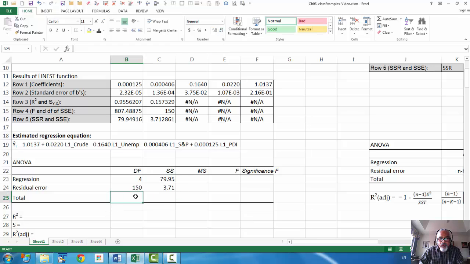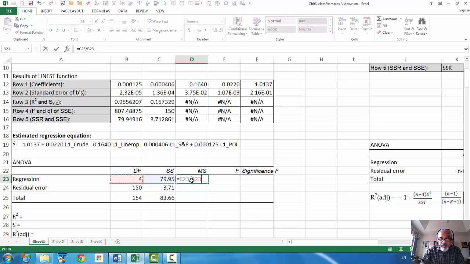Total is the sum of the regression value and the residual error value. So the total degrees of freedom is 154, and the total sum of squares is the sum of these two. Then mean square is sum of squares divided by degrees of freedom. You can copy that down.